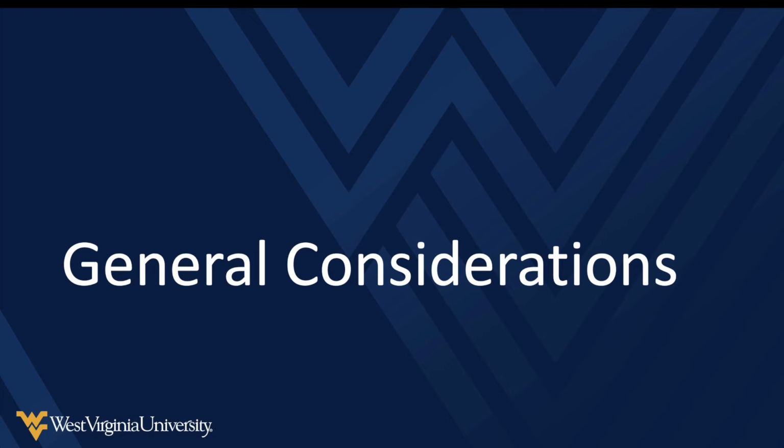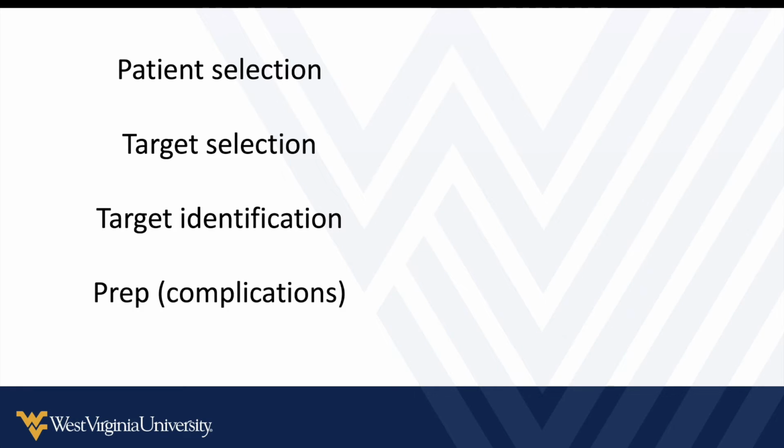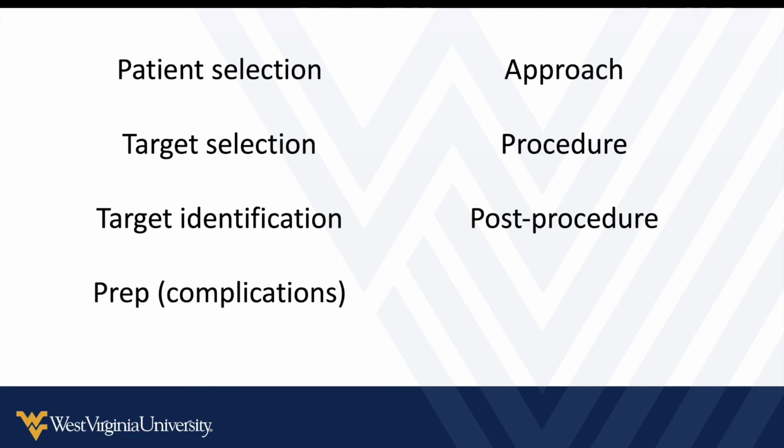So just before we get into specific blocks, a few general considerations. We have to think about what patient we are selecting, and then select the proper target for the injury or the patient's disease process. Once we've decided what's the best target, we have to figure out how we're going to identify that target. Then we have to do the right prep. Part of the prep includes being prepared for any complications that could occur. And then we'll talk a little bit about the approach to the specific nerve block or the anatomical component, as well as the procedure and post-procedural care.